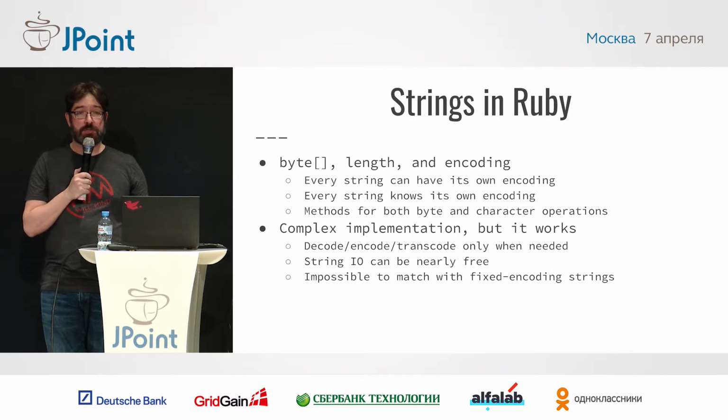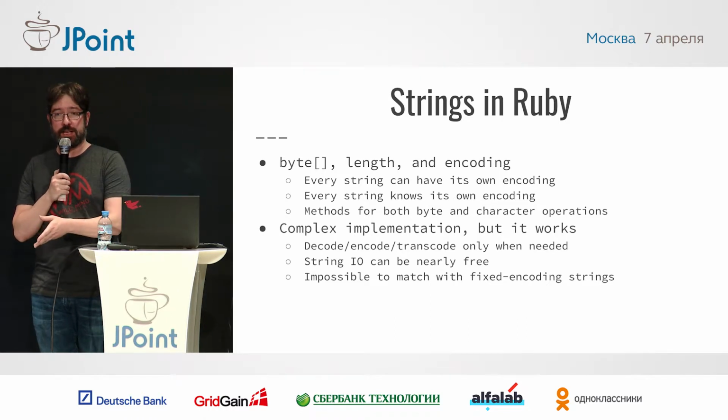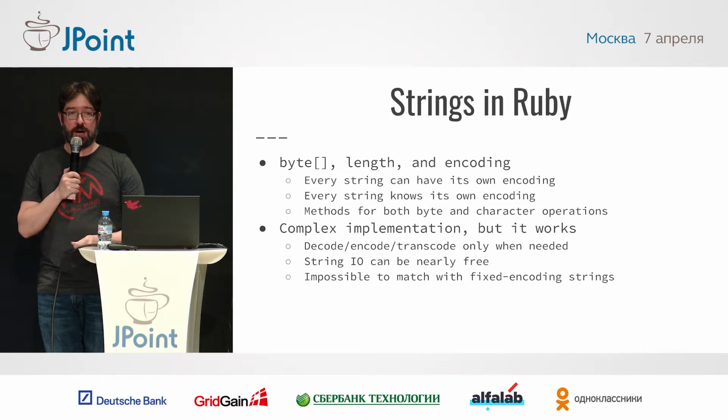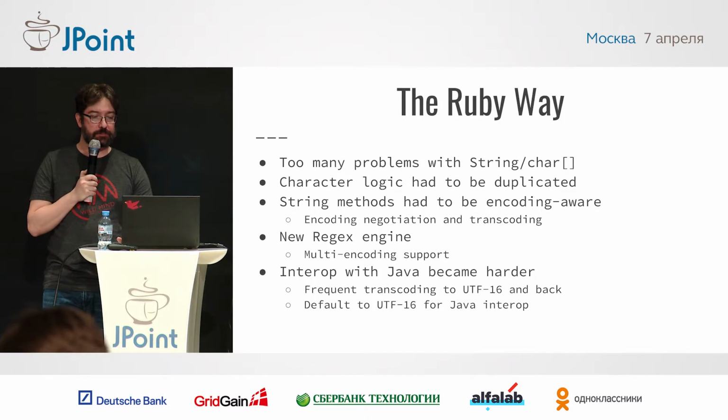So string I/O comes out nearly free. JRuby can actually beat Java for doing character data in and out for I/O, simply because we don't have that overhead of UTF-16 characters. This is really impossible to match with fixed encoding strings.